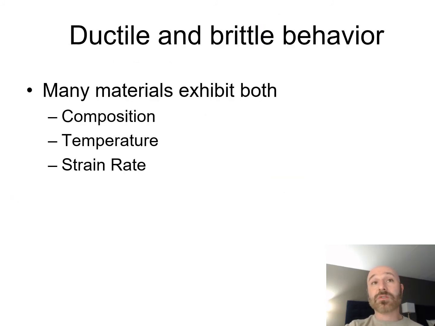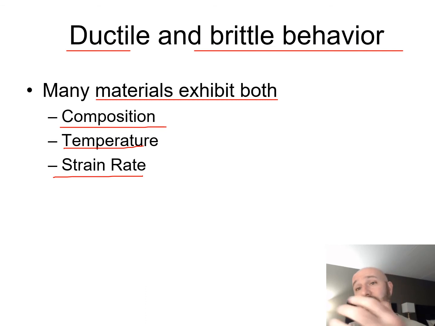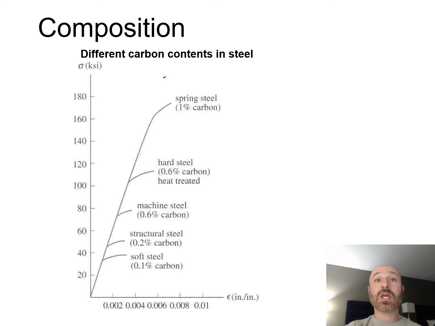So one thing to also consider as we're looking at this ductile and brittle behavior within materials is that many materials may exhibit both of these behaviors to some extent right here. And this comes into play with our composition, temperature, and strain rate. So things are going to behave differently with different compositions, different temperature ranges, different strain rates. Things like that become important and can change the way a material will behave. So we take a look at this here.